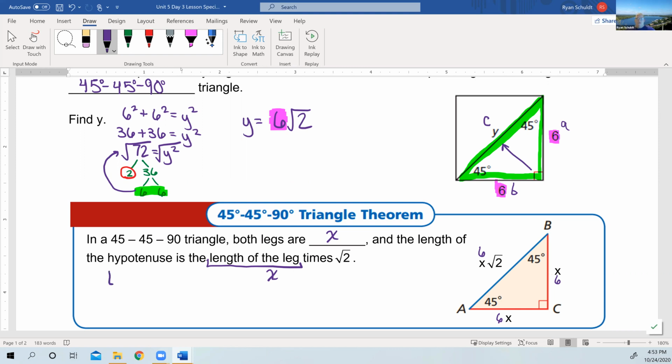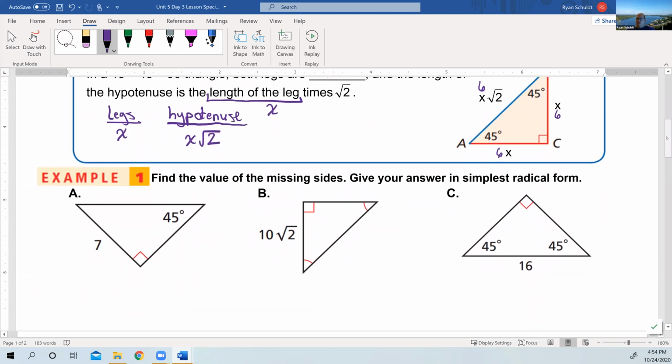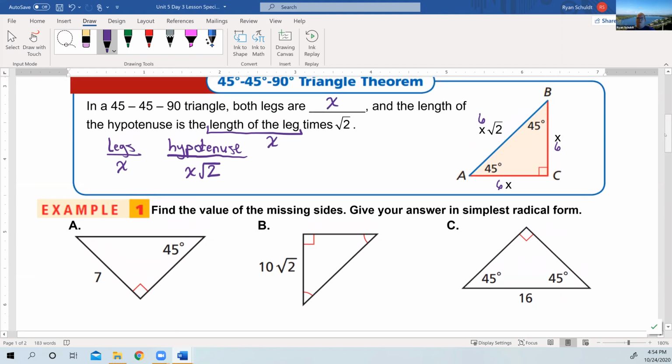So our legs are x, our hypotenuse is x square roots of 2. That will always be the case for a 45, 45, 90 triangle. Always, every time. That's what makes these special right triangles, because the sides have a special relationship. So I'm going to try to leave this theorem up here so we can see it, because we'll need to reference it. I do want to erase these 6s though, because they don't go with the theorem.